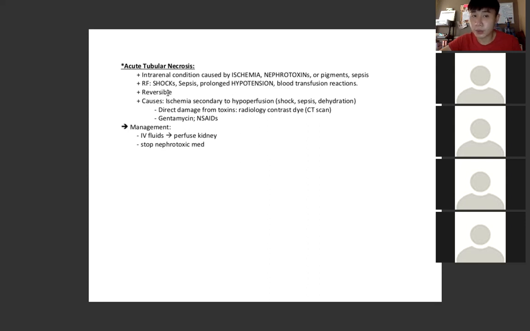ATN is reversible, and causes of ATN include ischemia secondary to hypotension or hypoperfusion, which is shock, sepsis, dehydration, or direct damage from toxins, including radio contrast dye, for example from a CT scan, or gentamicin, which is an aminoglycoside antibiotic, or NSAIDs, ibuprofen or aspirin. Management includes IV fluid to perfuse the kidney and stopping the nephrotoxic medication.